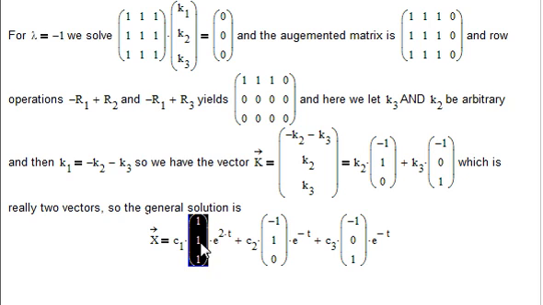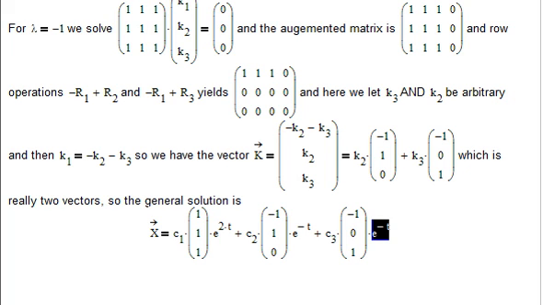So here's the general solution. C1 times the eigenvector we found associated with 2, plus C2 times one of the eigenvectors we found associated with lambda equals negative 1 times e to the negative 1t, plus C3 times the other eigenvector we found associated with lambda equals negative 1 times e to the negative 1t. And that's our solution.